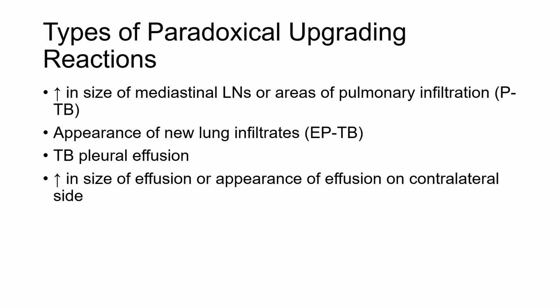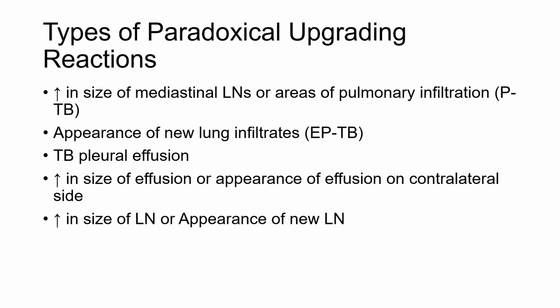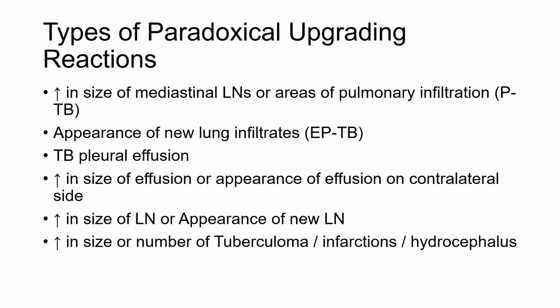Suppose a patient originally had right-sided tubercular pleural effusion, and if the patient will have paradoxical upgrading reaction, he may manifest as new appearance of left-sided pleural effusion. So that is also one of the types of manifestation. Increase in size of lymph node or appearance of new lymph node, as we discussed before, and increase in size or number of lesions like tuberculoma or infections or hydrocephalus, that may also be the manifestation of paradoxical upgrading reactions.